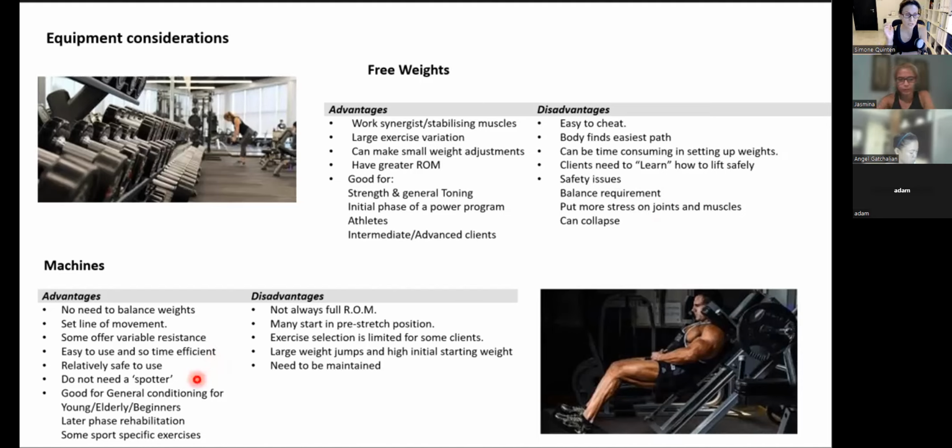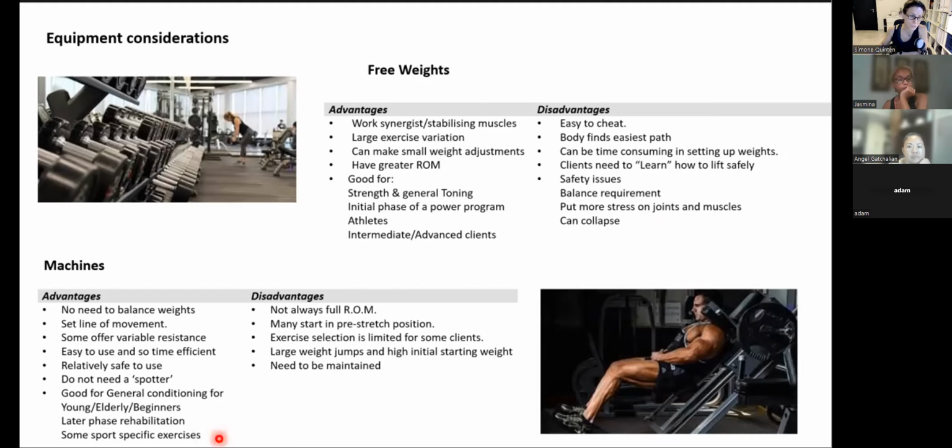It doesn't really need a spotter. A spotter is someone who helps you to do the performance, but we talk about spotting and helping when we're doing the lifting techniques. And it's good for general conditioning, also for younger and elderly people and for beginners, okay? Or a later phase in rehabilitation. So if someone just had an injury and came from a physio, you may want to start with machines rather than go straight into free weights, okay? And then you can also do some sport specific exercises.